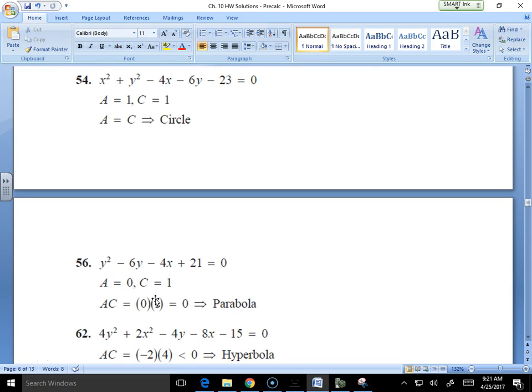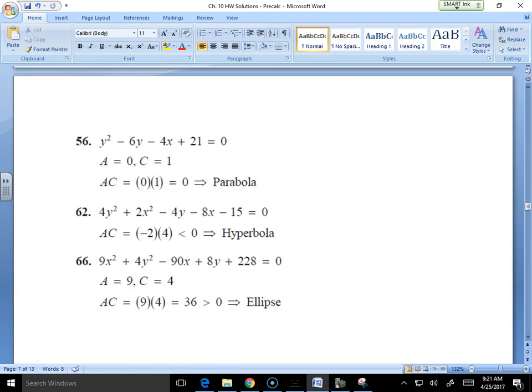So if you were to move this over and complete the square, you would end up with a 1 over here. You would not end up with a 0, so it would be okay. If all the constants cancel out, that's when it's degenerate. That's when it's not a conic section. But 54 is a circle because they're both squared, so it's not a parabola. And there's addition, so it's not a hyperbola. And if you complete the square, it's not degenerate.